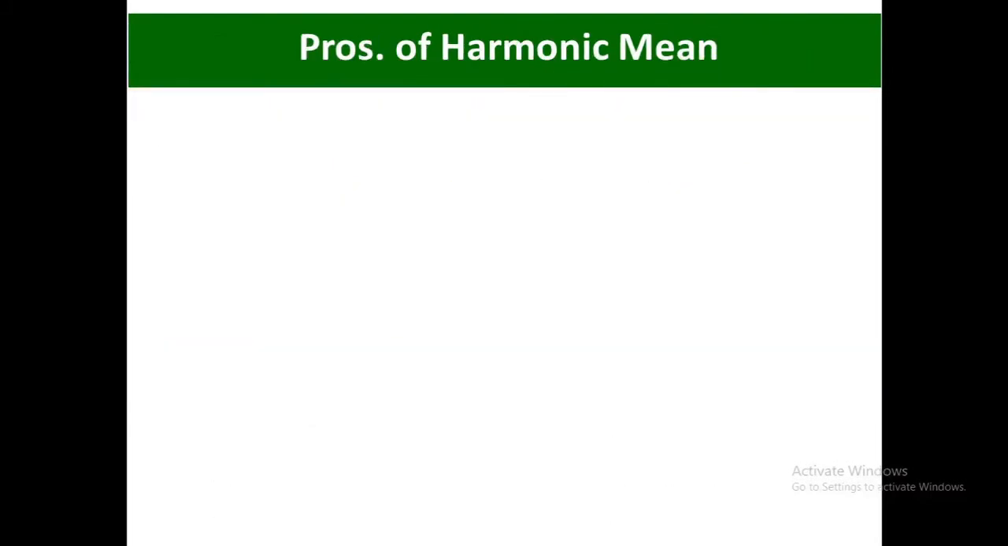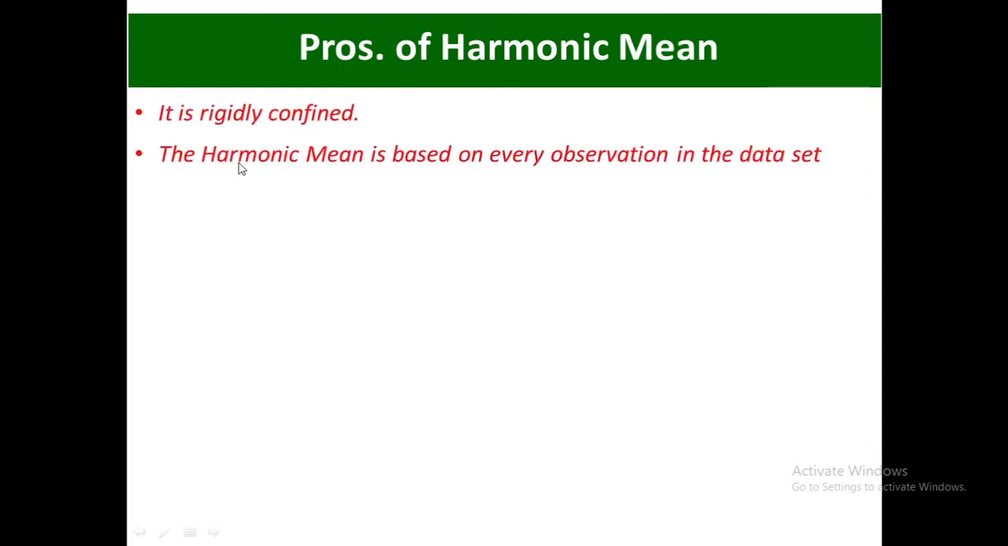Pros of harmonic mean. It is rigidly defined. The harmonic mean is computed based on every observation in the dataset, that is, it cannot be computed by ignoring any item of the series. The next major advantage of harmonic mean is that it gives higher weightage to smaller values in the dataset, since the reciprocal of numerical values is taken for the calculation.